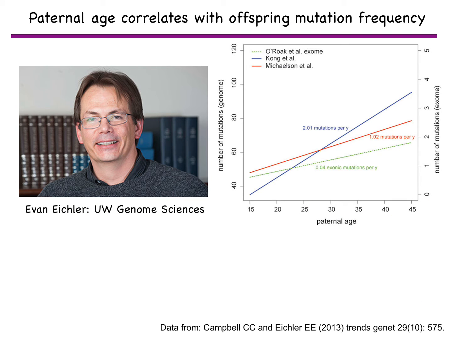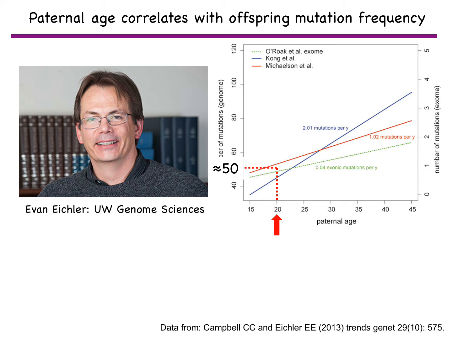As I mentioned, paternal age correlates with the offspring mutation frequency, but let's think about this in evolutionary terms. For sure, in more recent years, the trend has been for fathers to be a little bit on the older side. But over evolutionary times, probably the age of fathers was more about 20, so we're going to use that for our calculations. Over historic times, fathers were probably on average about 20 years of age.